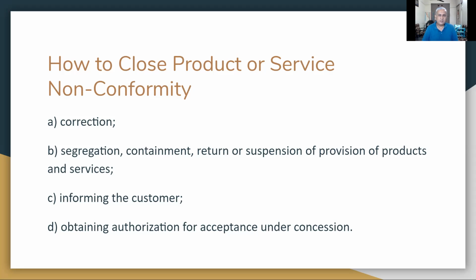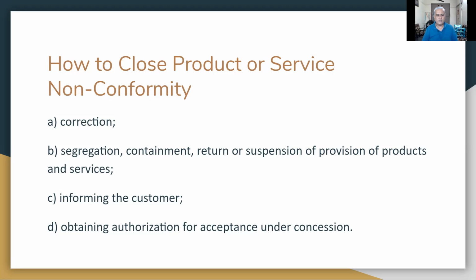Secondly, you will not be able to segregate because services, this point does not apply. Containment, no, this point does not apply. A return or suspension of provision of products and services, no, this point does not apply. So B point does not apply to service non-conformity, right? Thirdly, informing the customer. There is no point in informing the customer because the customer himself has called you to tell you that whatever your person has done at his place, now again the AC is not working. So in this case, C point is also not applicable.